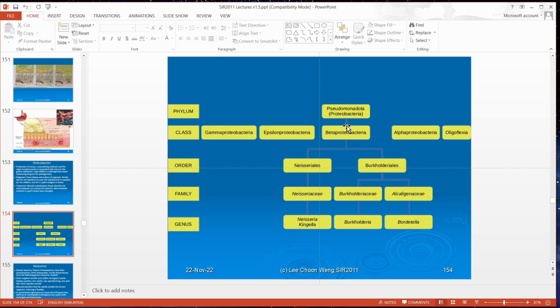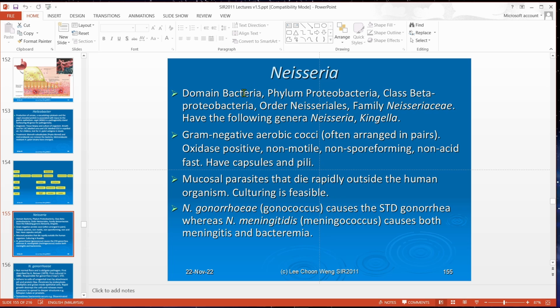Now we will be covering the class Betaproteobacteria, order Neisseriales, family Neisseriaceae, and the genus Neisseria. So, Neisseria is a gram-negative aerobic cocci, often arranged in pairs. They are oxidase positive, non-motile, non-spore-forming, and non-acid fast. They have capsules and pili. Neisseria is a mucosal parasite that dies rapidly outside the human organism, and culturing is feasible.